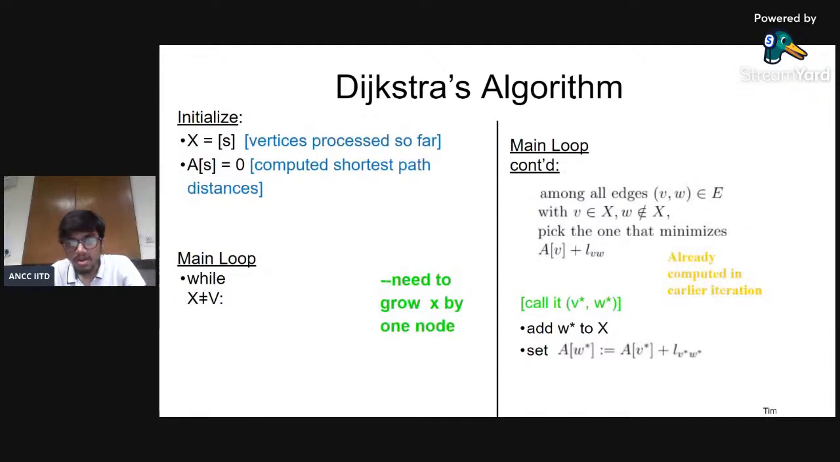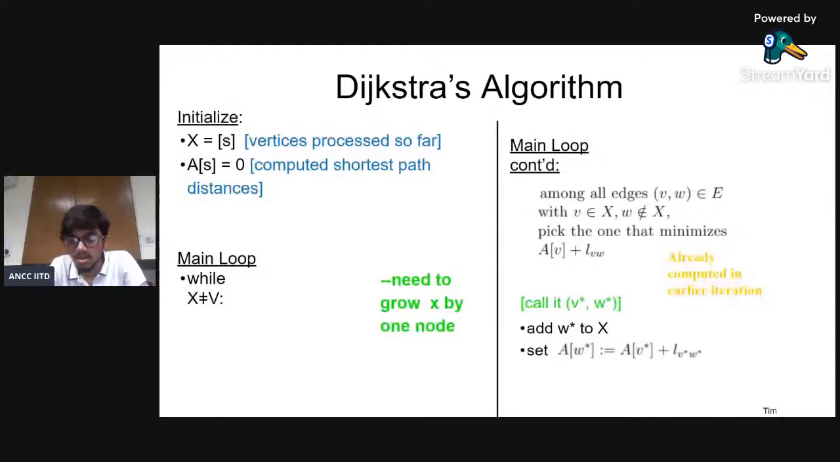And now these two edges are the ones which cross the frontier. 5 plus 1 is 6, 3 plus 4 is 7. So 6 is the minimum of these two. So we would finally add the last vertex to the explored set and set the distance of this vertex to 6, since 5 plus 1 is 6. So this is what Dijkstra's algorithm does. But now, why is this correct? This is just the formal way of writing the Dijkstra algorithm.